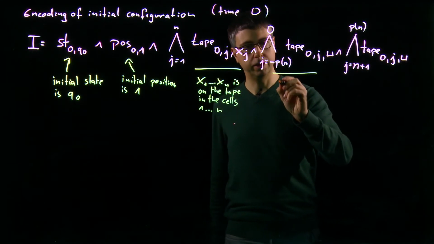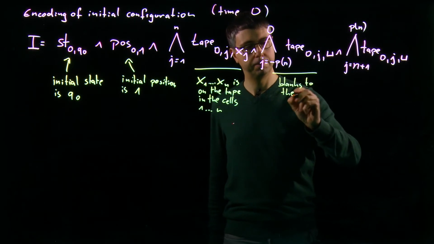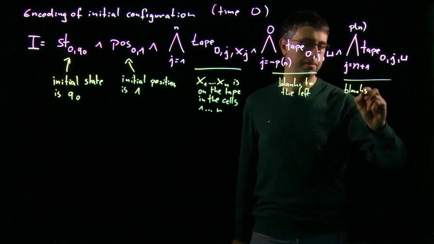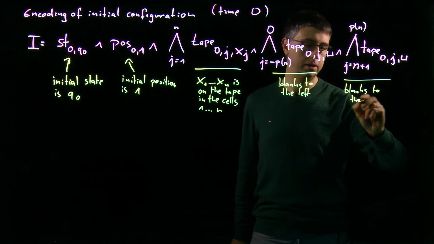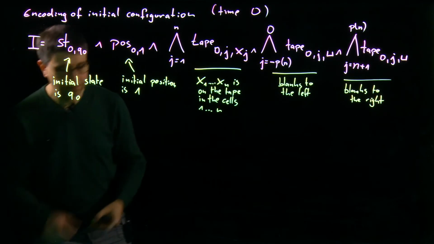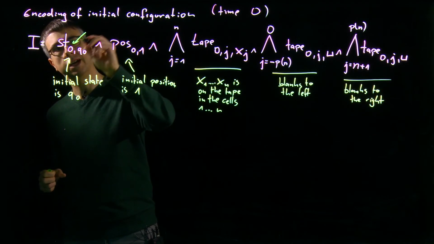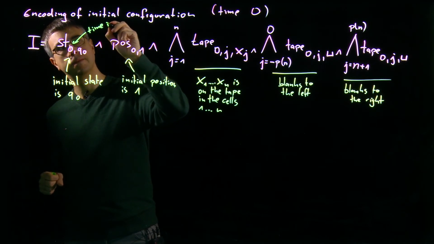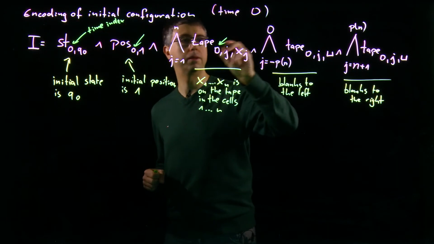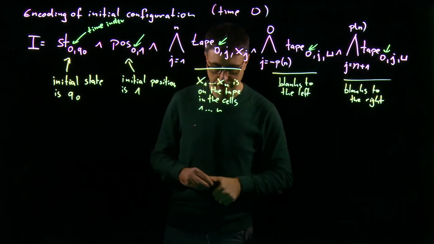Here we have blanks to the left, and here we have blanks to the right. So that's actually all we need to specify for the initial configuration. This one here is always the time index. This one here as well. So you see they're all zeros because it's meant to encode the initial configuration.